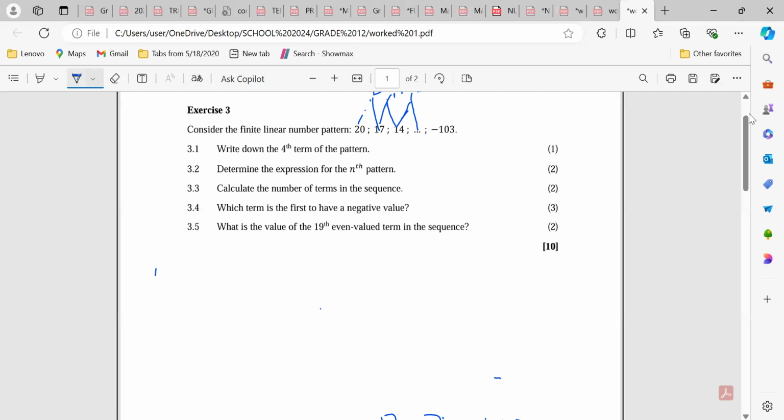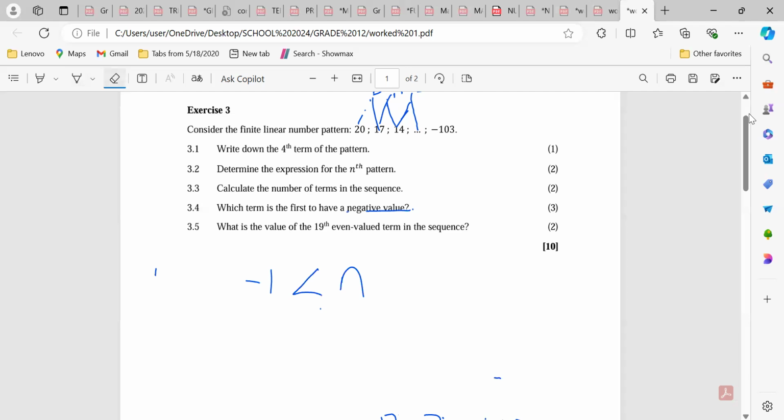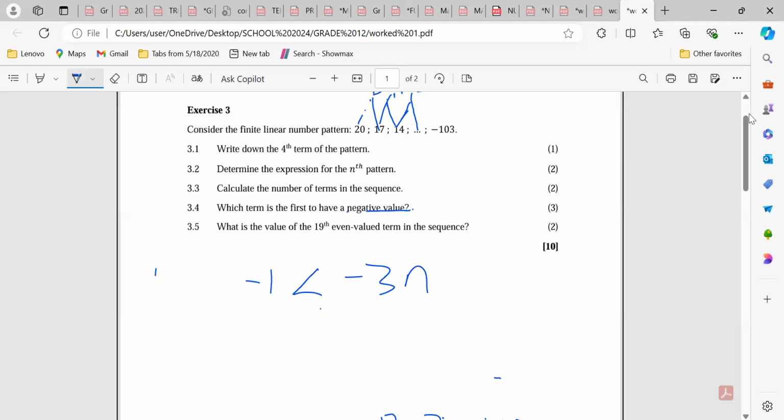So here they are looking for the negative first. We know that all the negative values start from -1. So we say -1 is less than our formula, which is -3n plus 23. Then we solve for the value.